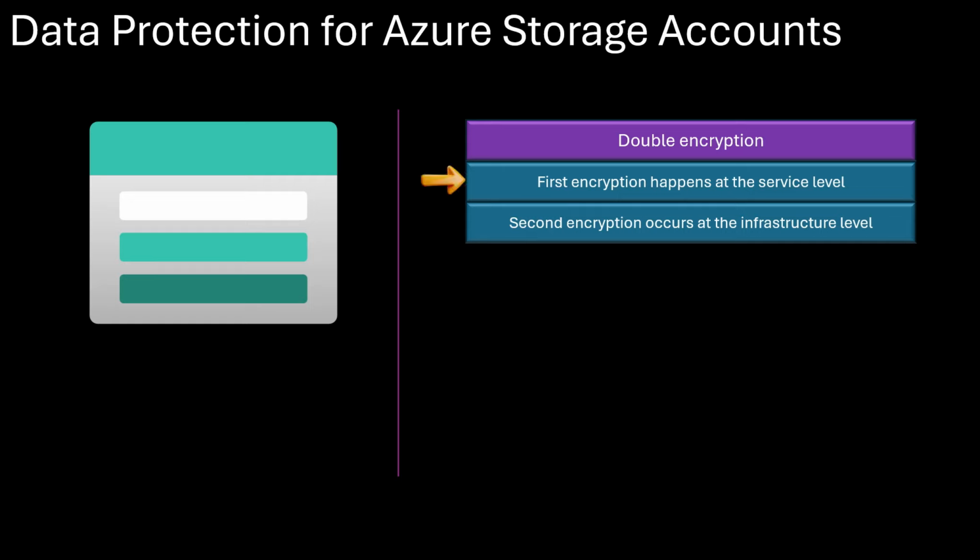First encryption happens at the service level, where you can use either Microsoft managed keys or customer managed keys stored in Azure Key Vault or an HSM. Second encryption occurs at the infrastructure level, where Azure uses a different encryption algorithm and a separate key managed by Microsoft. Double encryption ensures that even if one encryption algorithm or key is compromised, your data remains protected by the second encryption layer. This is especially useful if your compliance or regulatory requirements mandate extra encryption.